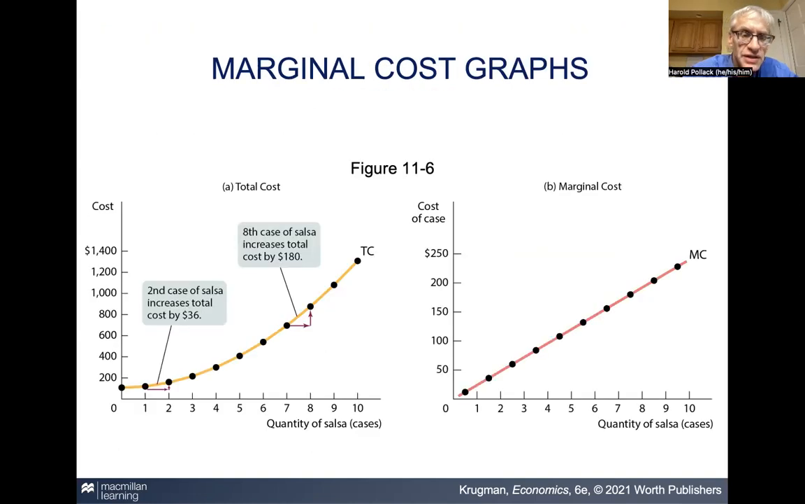So here's our total cost curve, and you can see that the marginal costs are going up. In fact, in this case, the marginal costs are going up in a linear way, so this is going up like a square term or a parabola. You can see for the 8th case of salsa, the marginal cost is $180 compared to the second case where it's only $36. So in this case, the marginal cost is going up a lot.